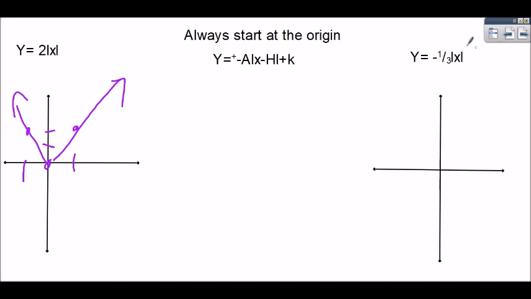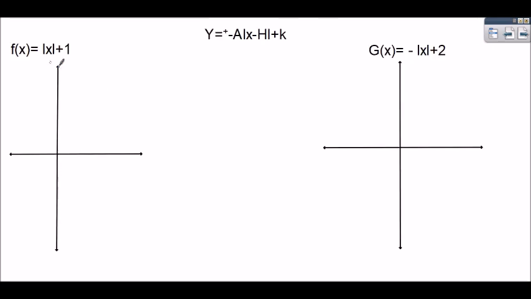Same thing here. I have no K, so I'm not going to go up or down. I have no H, so I'm not going to go left or right. But I have a rate of change of down 1 over 3. And there's my negative and frowny face. Okay, so I have a K of +1, so that means from the origin, go up 1. I have no H, so that means no left or right. And if there's nothing here, that's just a slope of 1, so up 1 over 1.